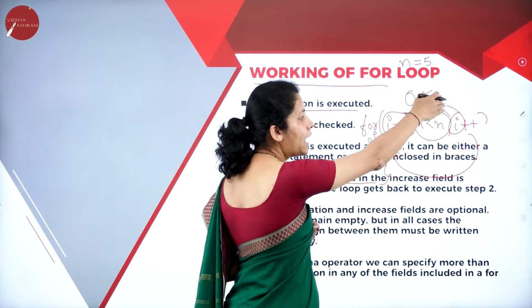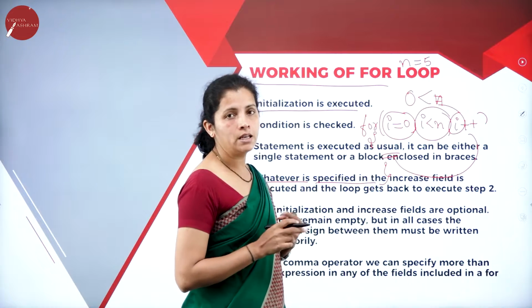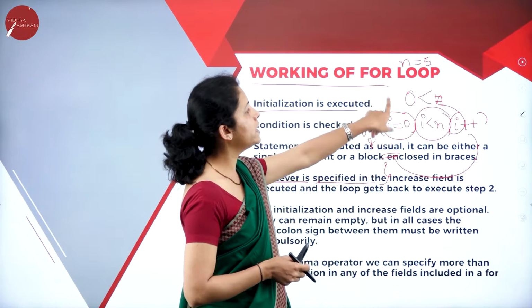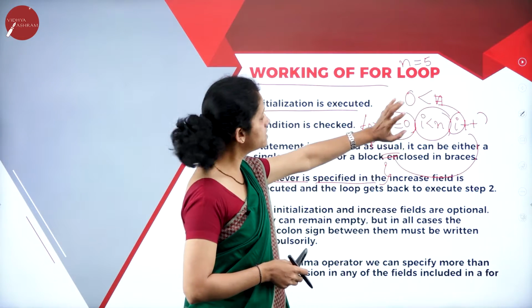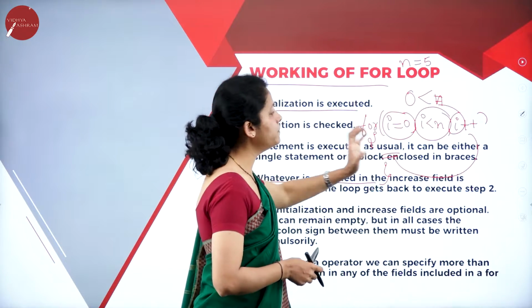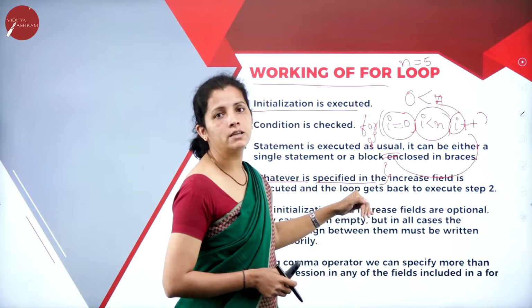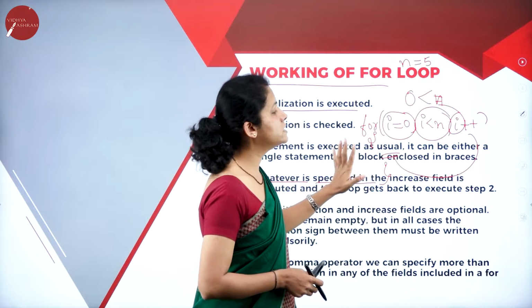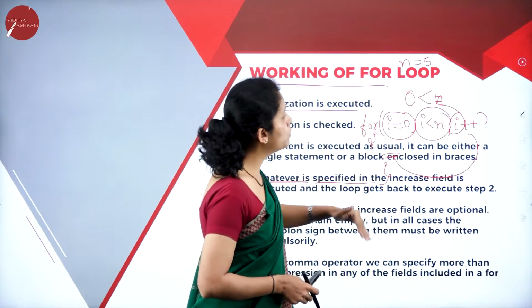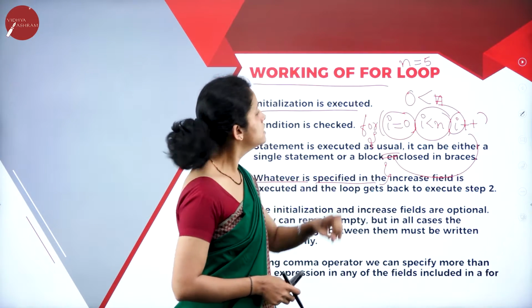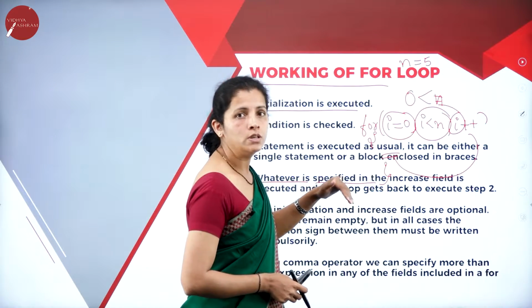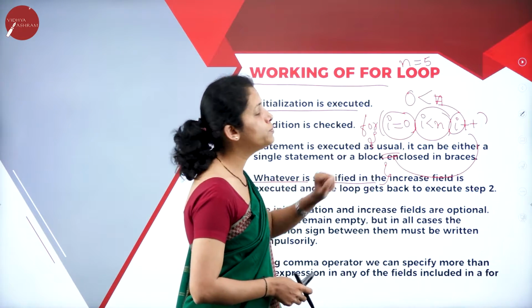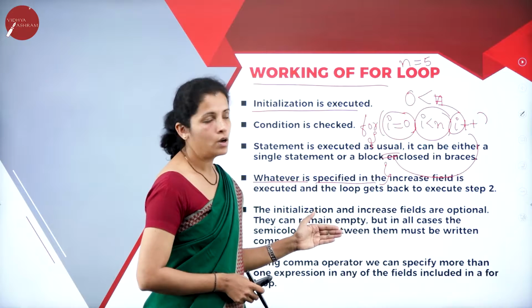So increment i by 1. After incrementing, what I want to check? Once again I want to check the condition. If this condition is true, then execute the statement. Once the statement is executed, what I want to do? I want to increment i by 1, check the condition, execute. This is the way the for loop is going to work.